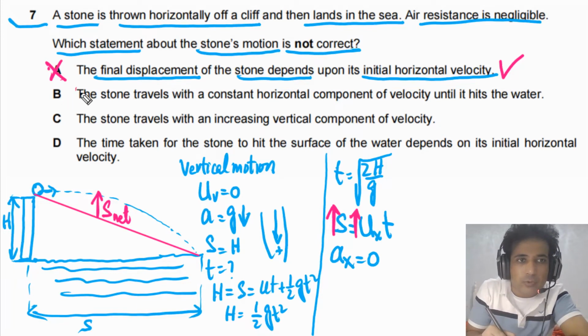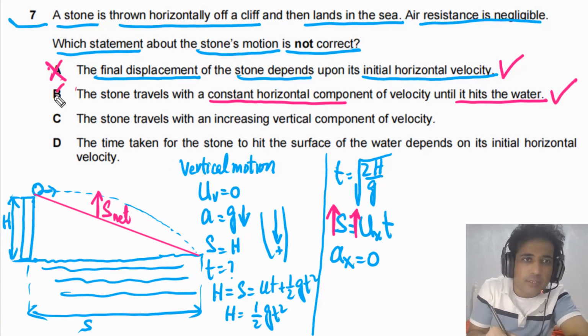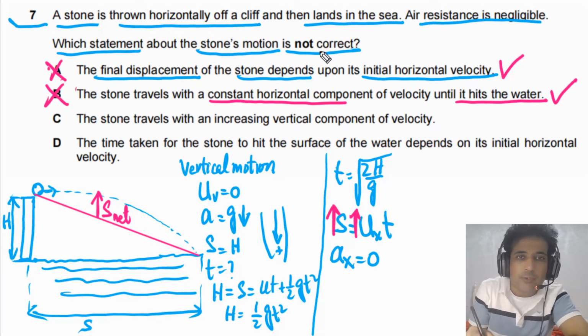Now if we go to statement B, the stone travels with a constant horizontal velocity until it hits the water. This is also true because there is no acceleration along horizontal, so the horizontal component of velocity stays the same. This statement is right, but this is not the right option. We need to find out incorrect.